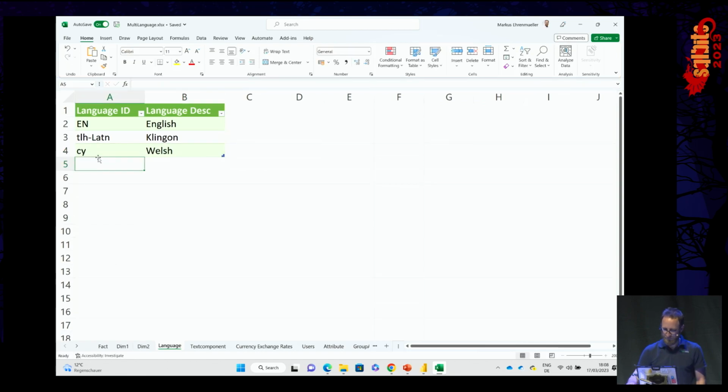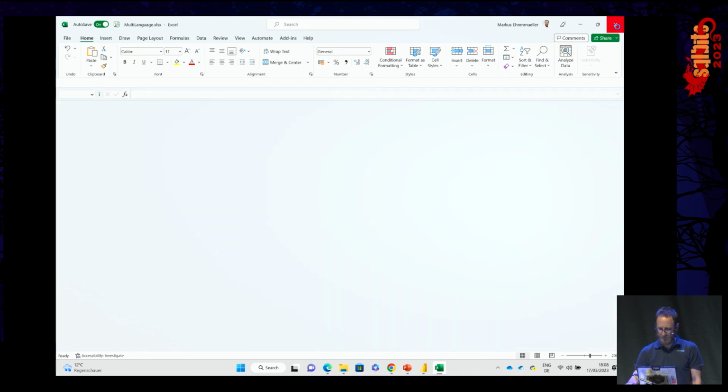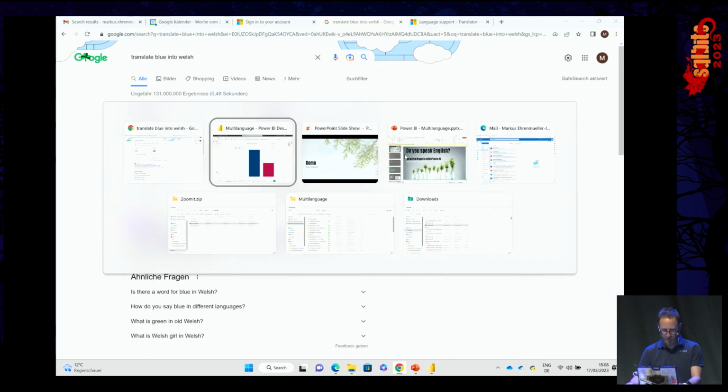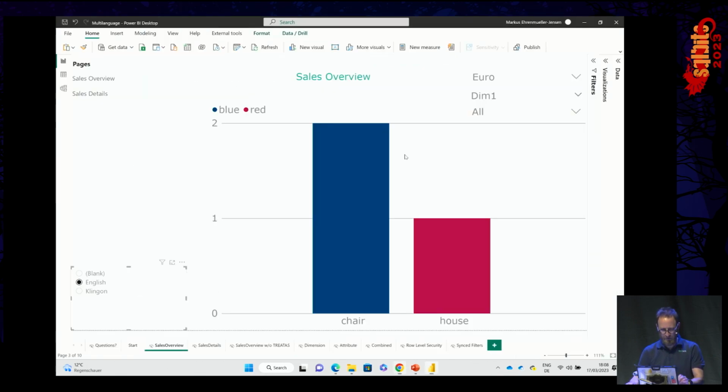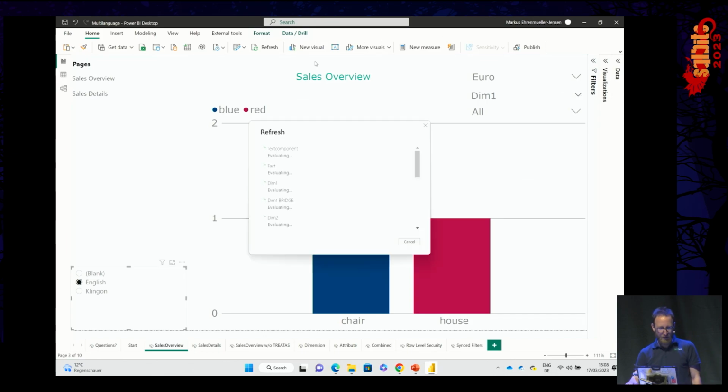Then I save everything. I close Excel, otherwise I cannot refresh my report, jump over to my report, and then do the refresh, and if you're lucky, there should now be Welsh appearing in my radio button, and I can change between the languages, and I should see the nice column chart in this language.